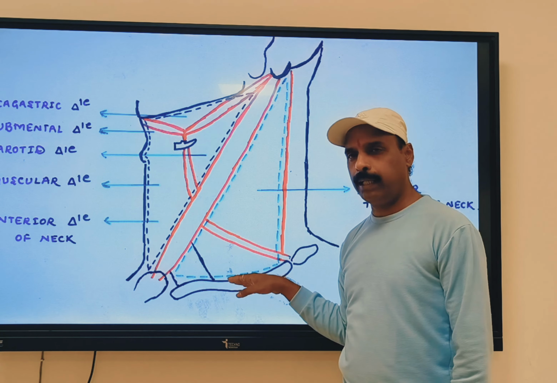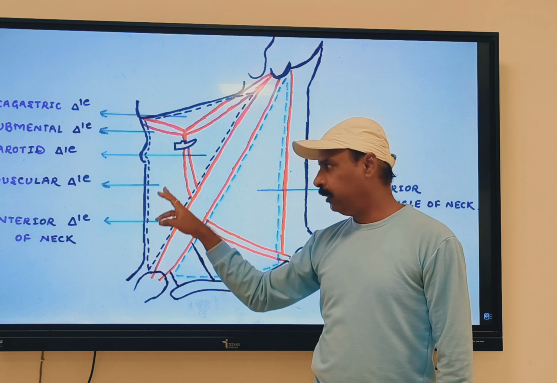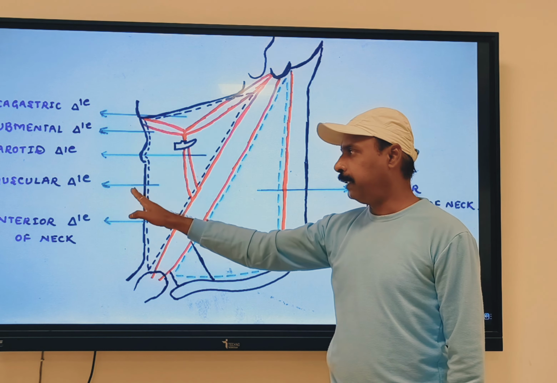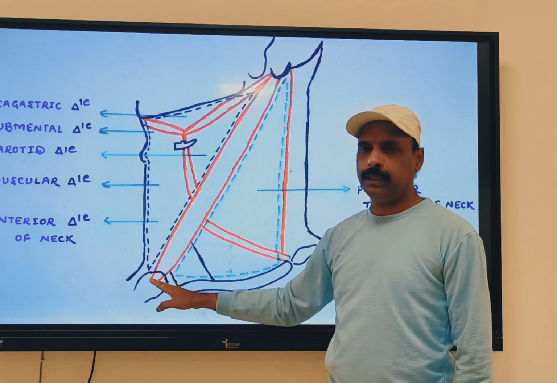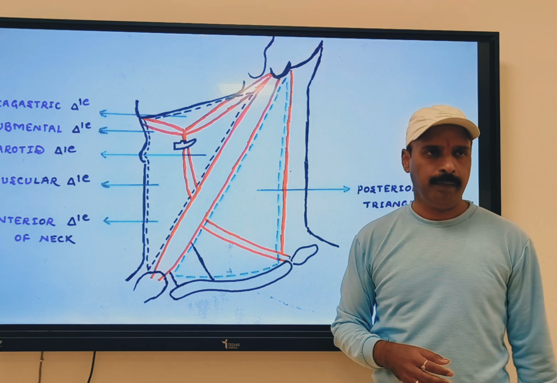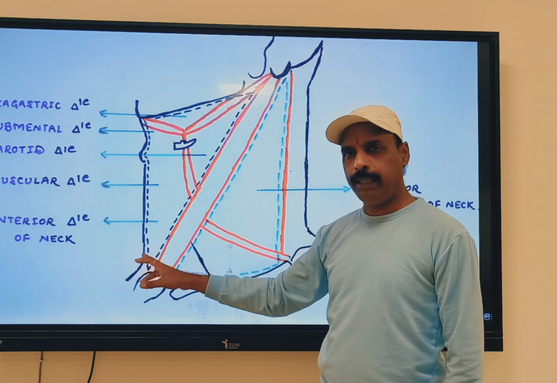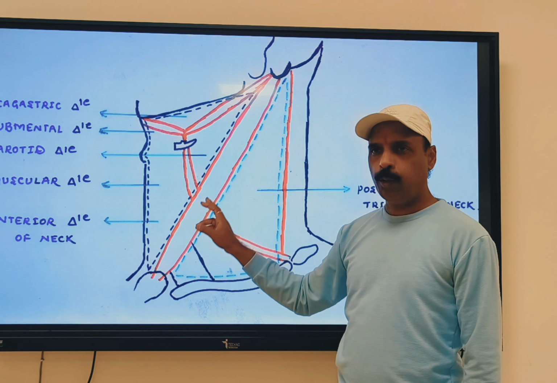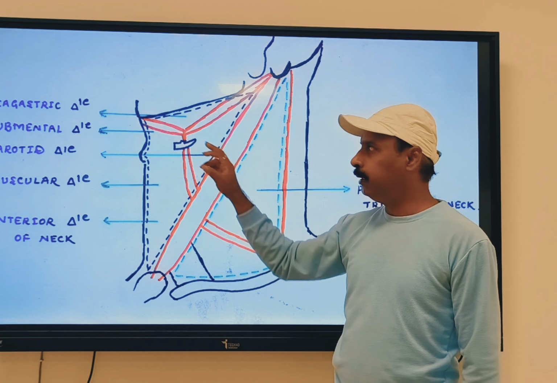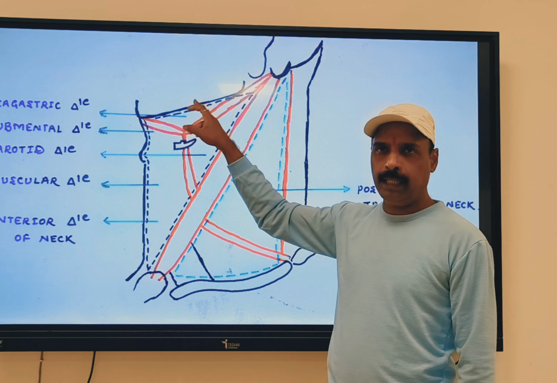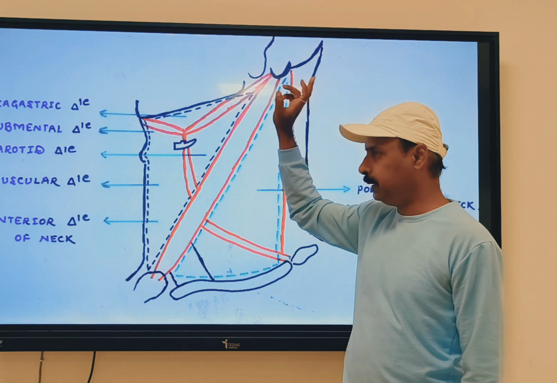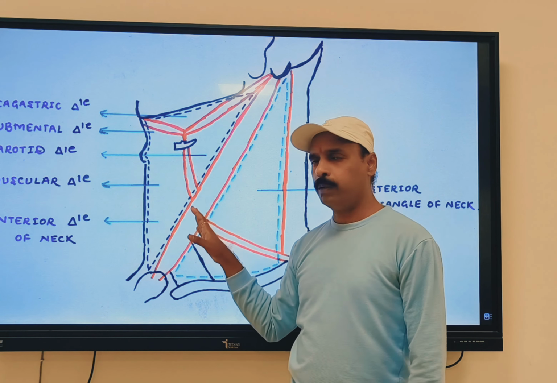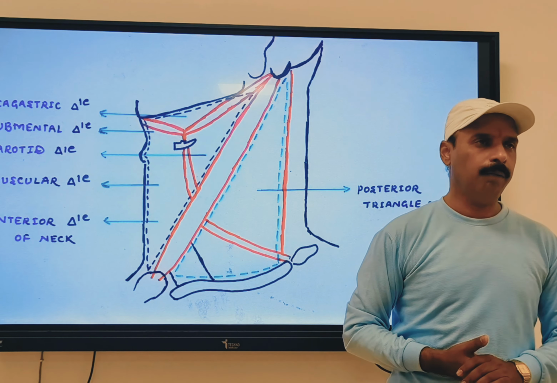Inferiorly, you get the apex, which lies on the sternum. This is the base, this is the anterior boundary, this is the posterior boundary, and this is the apex of the anterior triangle of the neck. So the anterior triangle is bounded anteriorly by the anterior median plane or line extending from the mentum to the sternum, posteriorly by the anterior border of the sternocleidomastoid, and superiorly by the base of the mandible, the line joining the angle of the mandible to the mastoid process. The apex lies at the sternum. Okay, so this is all about the boundaries of the anterior triangle of the neck.